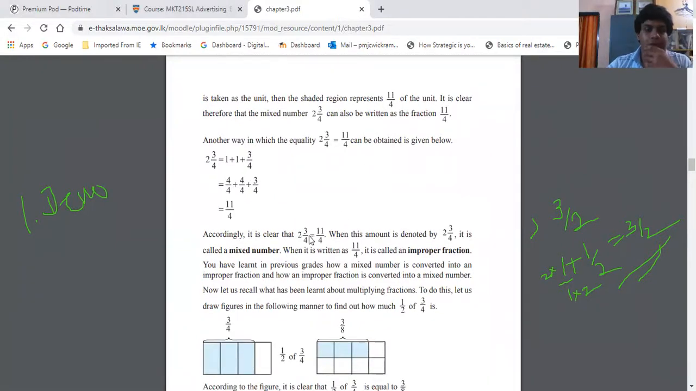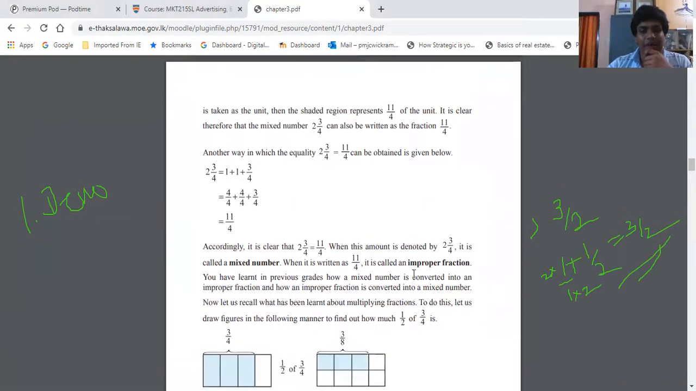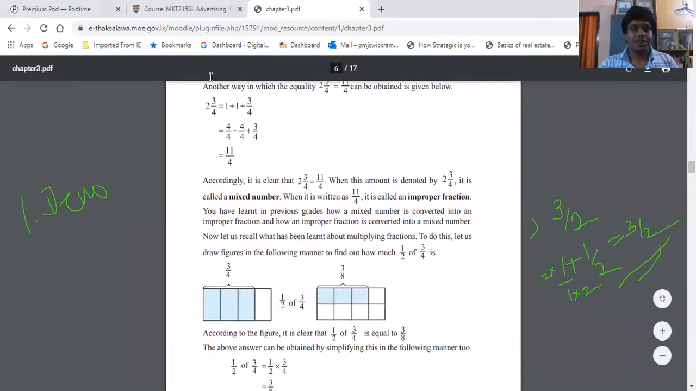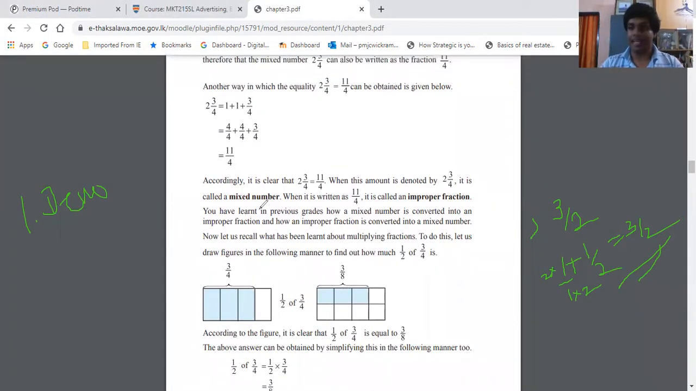Accordingly, it is clear that 2 3/4 equals 11 over 4, and when the amount is denoted like that it is called a mixed number. What are they saying? If you can read it, honestly, these are not coming for your exam. That's why I'm also bored to even explain these. I'm not 100% sure, I'm 90% sure.